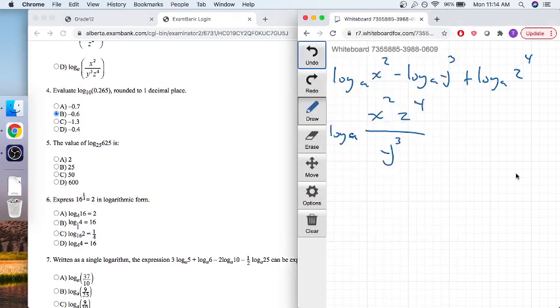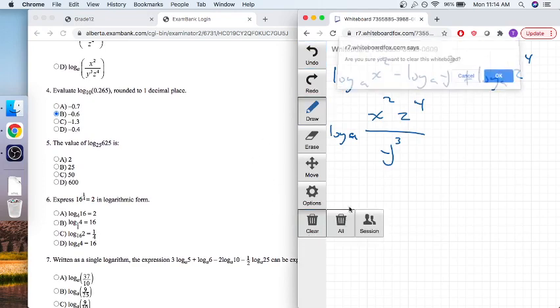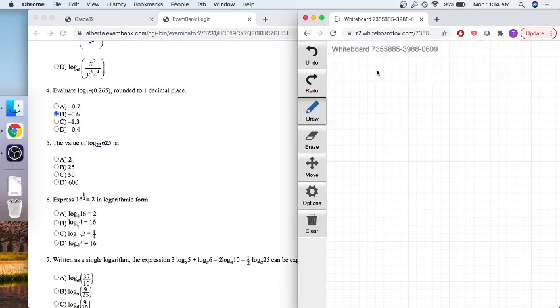The value of log 625 divided by log 25. To do this, basically you're just going to do log 625 divided by log 25. Okay, log 625 divided by log 25 equals 2.